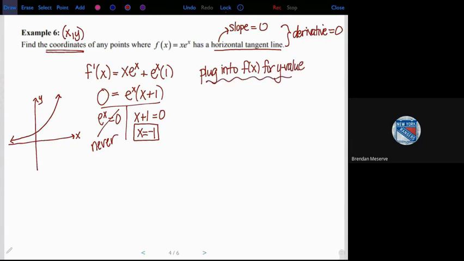So f at -1 is -1 times e to the -1. Remember, a negative exponent shoots that e down to the bottom. But since there was a negative in the front, the whole thing would be negative. So if that's my y value, my coordinate is -1, comma -1. Oh, not over 6, but over e. -1 over e.